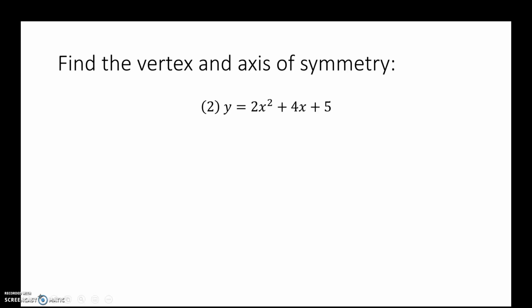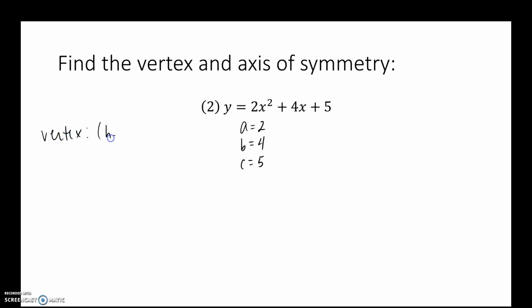Okay, find the vertex and axis of symmetry. A is equal to 2, B is equal to 4, C is equal to 5. So notice we don't use the value of C to find the x-coordinate of the vertex, but we do need it when we go back and plug in to find the y.